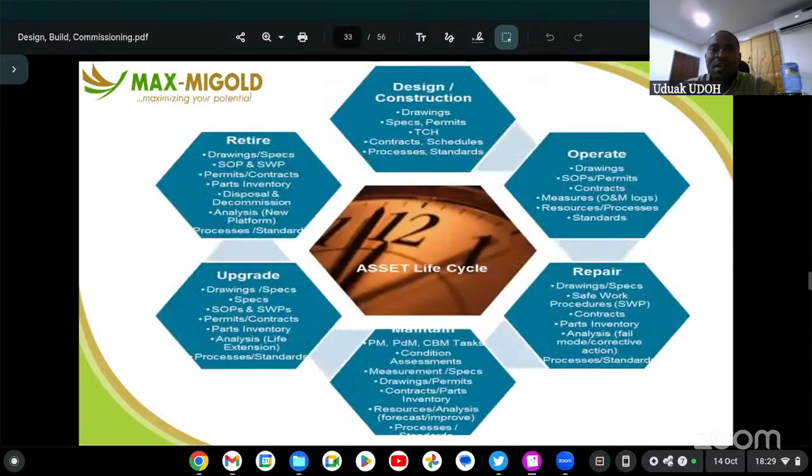So every asset life cycle deals with the design stage, that's the construction, the operating stage, the repair stage, the maintenance stage, the time you need to upgrade and also to retire, probably due to dilapidation, and you need to get a new one. So the asset life cycle are things that you should know that is involved in every asset.